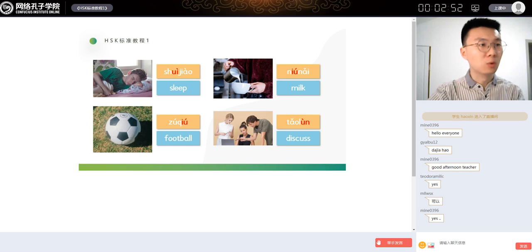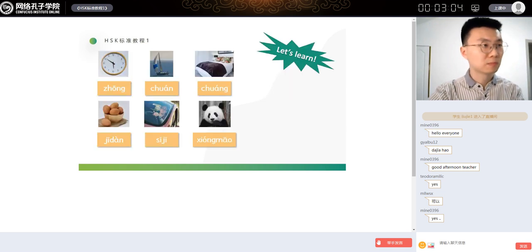This one, 讨论, 讨论, it's to discuss. These are some words we learned in last class. And these 6 words, do you still remember them? Before class, you can read them, and maybe we will use them in today's class.